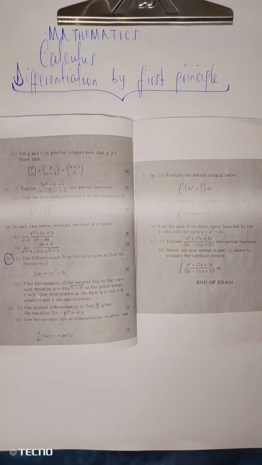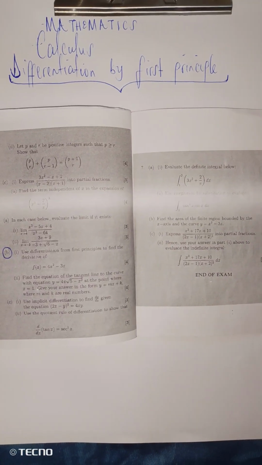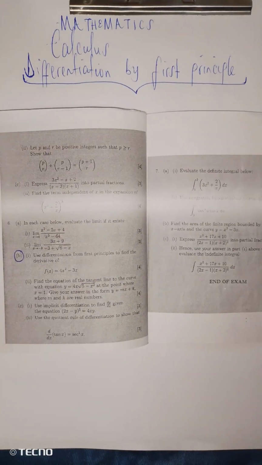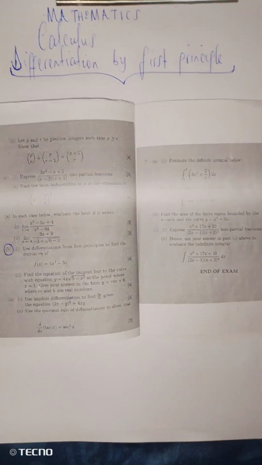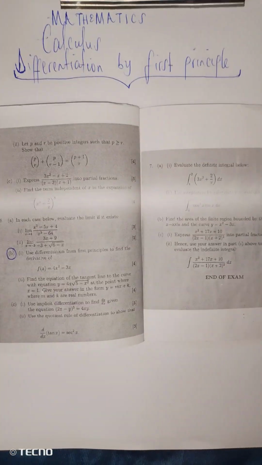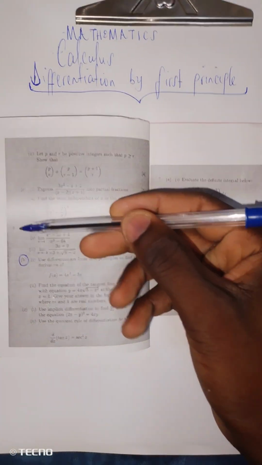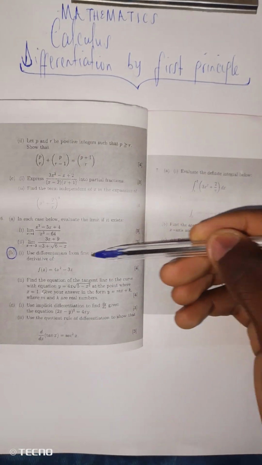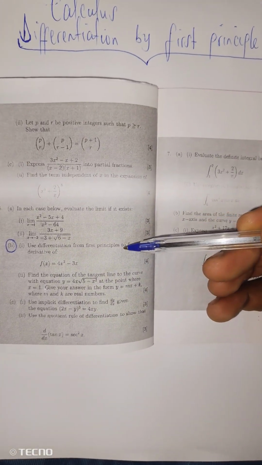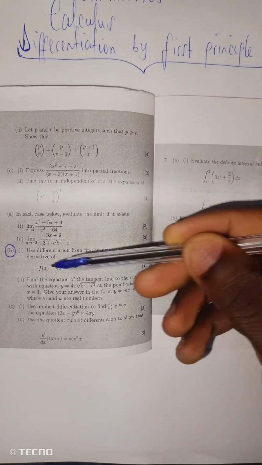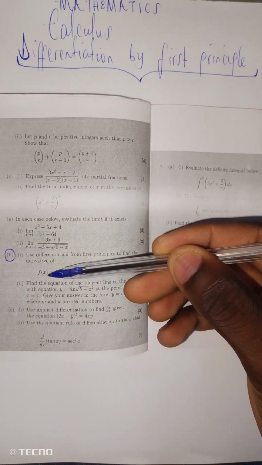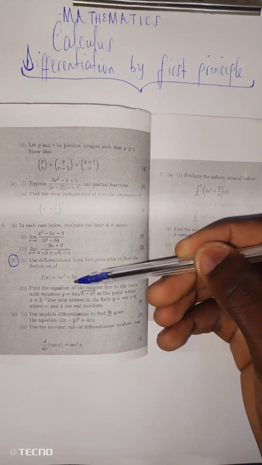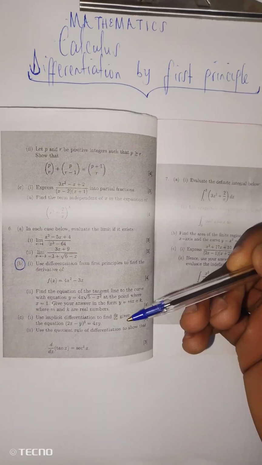In today's session, we're going to do calculus, specifically differentiation by first principle. I'm going to use a question which was asked in Math 1120, question 6b, which was: use the differentiation from first principles to find the derivative of f of x is equal to 4x squared minus 3x.